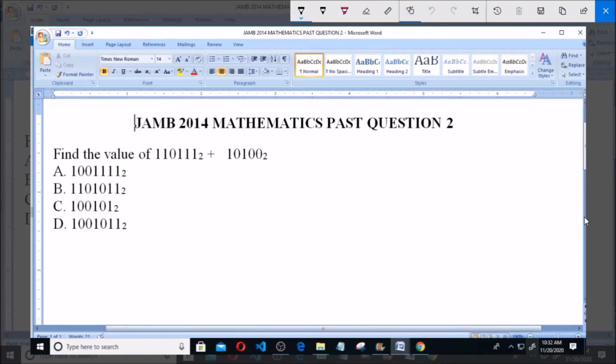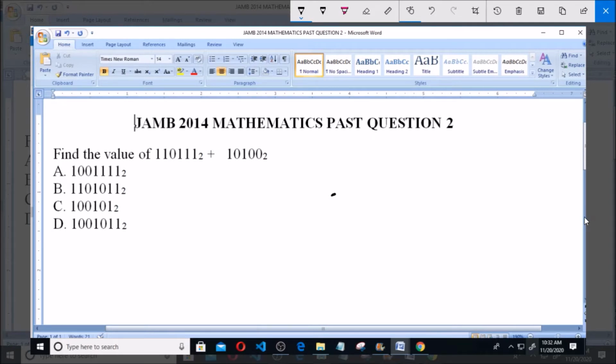I'll be answering JAMB 2014 Mathematics Past Question 2. Find the value of 110111 base 2 plus 10100 base 2.